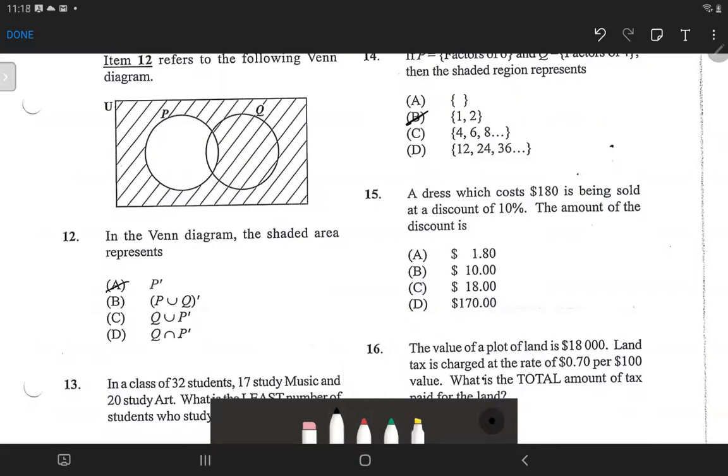15, a dress costs $180, is being sold at a discount of 10%. Notice they ask for the amount of the discount. All right, so that is 10% of 180, which is $18.